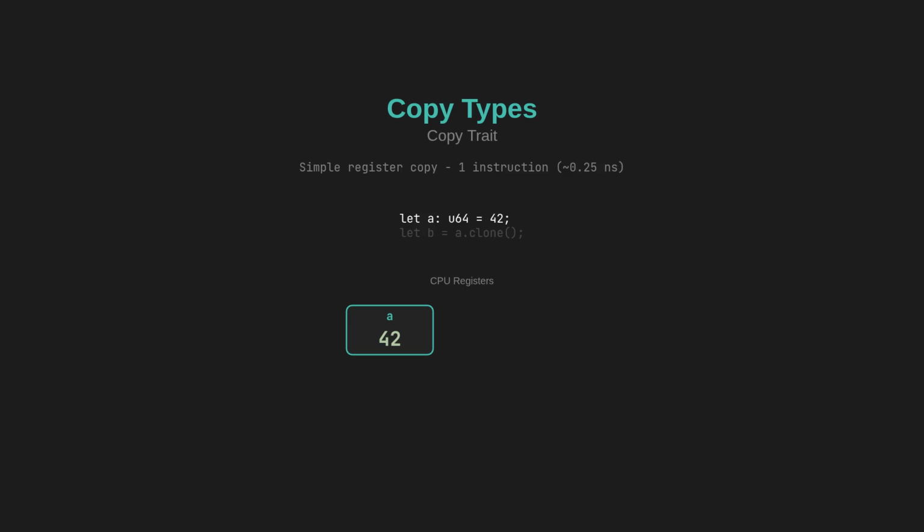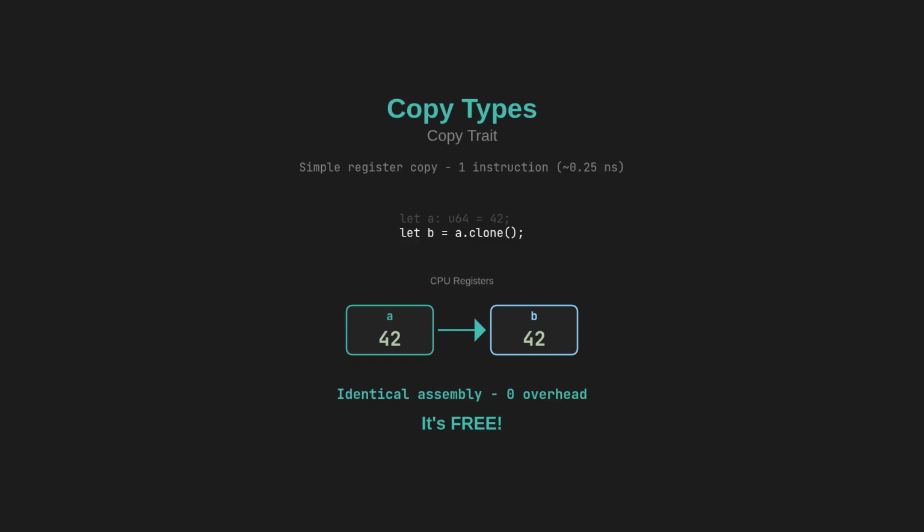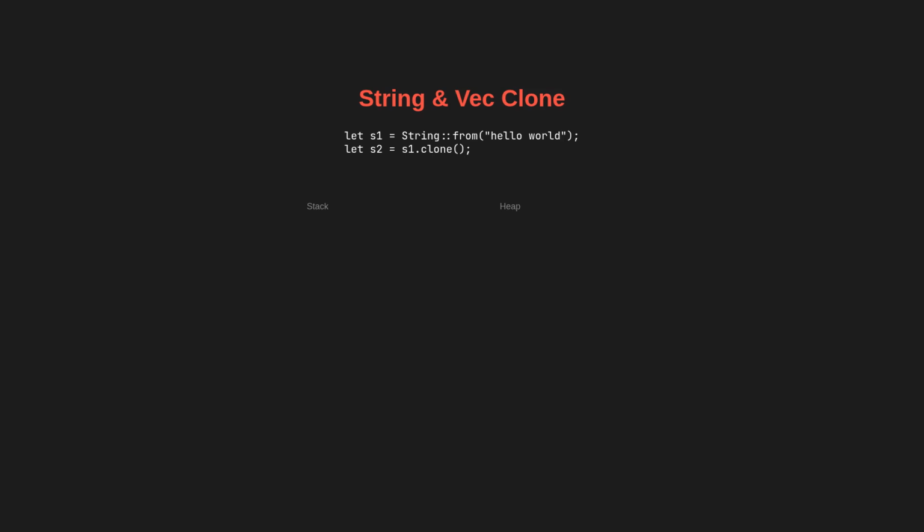When you clone a Copy type, here's what actually happens at the CPU level. It's a simple register copy. One instruction takes about a quarter of a nanosecond. So let's take this example where let a = 42, which is an unsigned 64-bit integer, and we declare another variable called b, where b is a.clone(). This clone is literally the same as just writing let b = a. The compiler generates identical assembly, zero overhead. So if you are cloning integers or floats, don't even think twice about it. It's free.